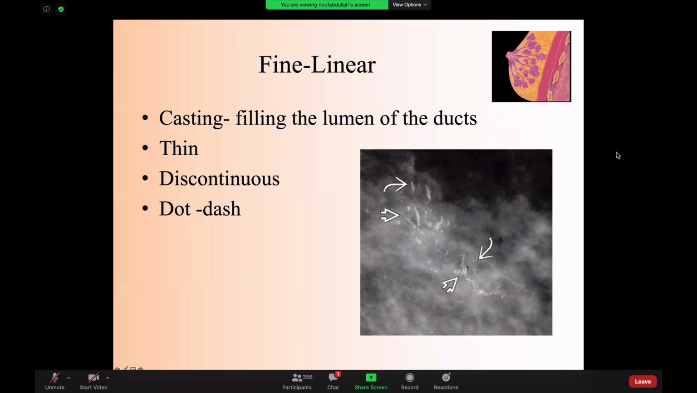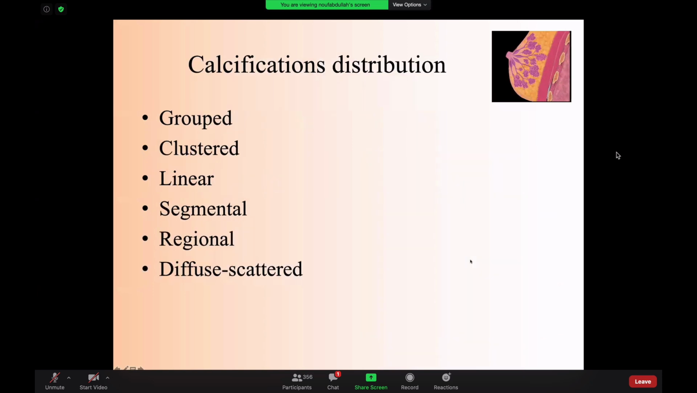Another fine linear example, you see that they are very pleomorphic. They are located along the distribution of a duct. You see this V-shape appearance, finger-like. These are very suspicious. Dot-dash appearance. You see this, guys, tiny dots with dashes. This is very suspicious. So we finished the morphology of the microcalcification.